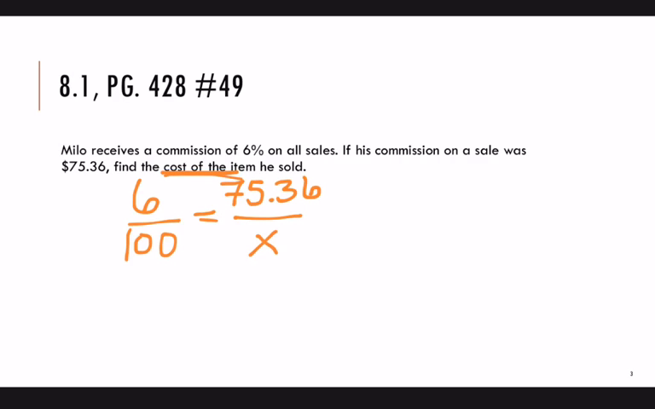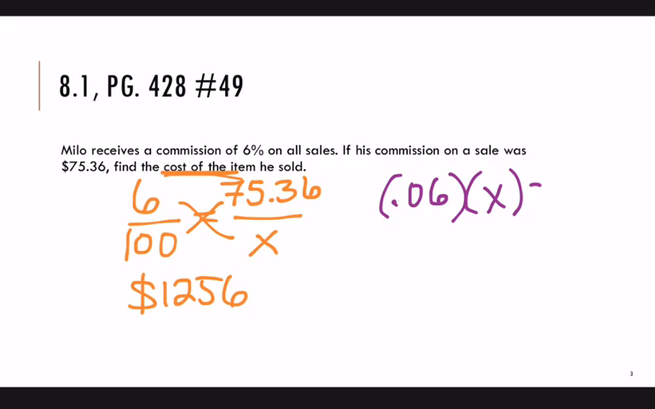That's what we don't know. All right, and then if you cross multiply and divide, you end up with the cost of $1,256. If you like an equation, if you prefer that to a proportion, then the question would be 6% of what is $75.36. All right, and then same thing, you get the same answer for x.